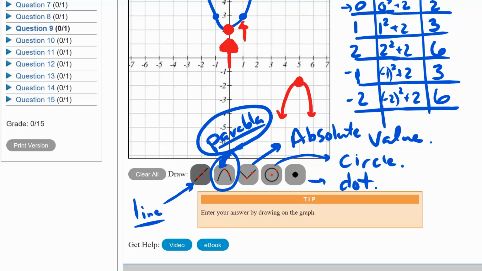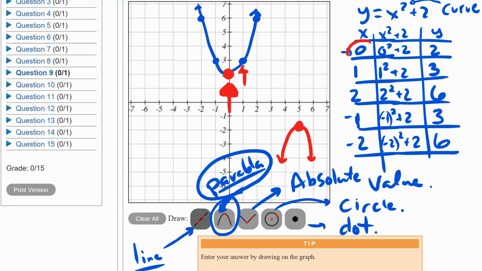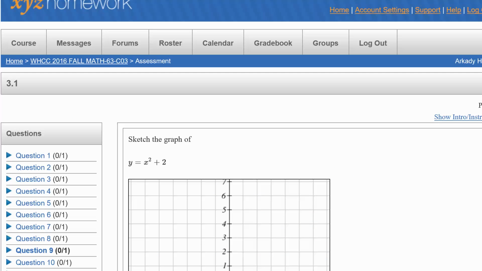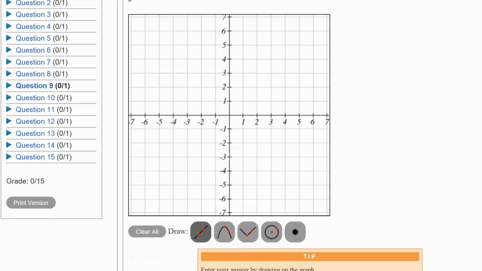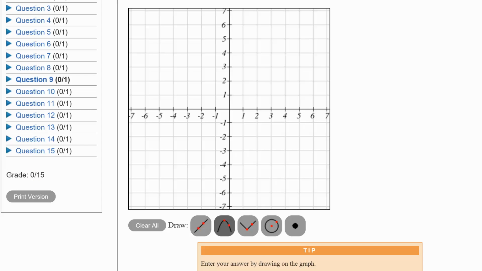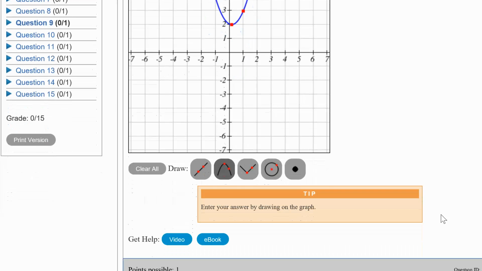So 0, 2 is an important point we must have. It's the low point of the graph, and then we're going to graph 1, 3. Okay. All right, let me go back real quick. I'm going to choose this now. And again, picking one point here, and then picking another point right there. All right, and let's submit it and see if we get it right.